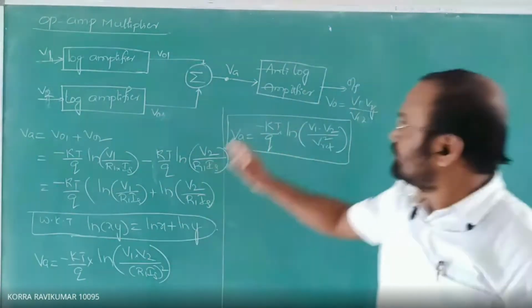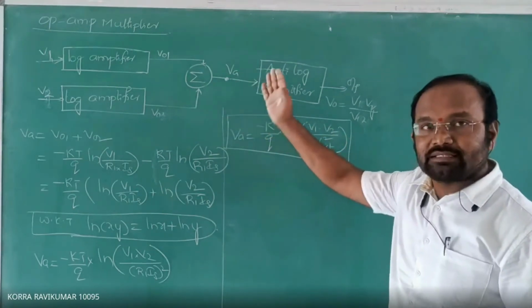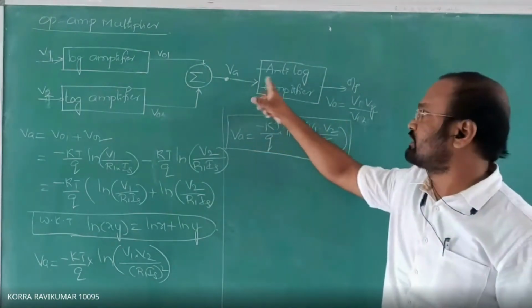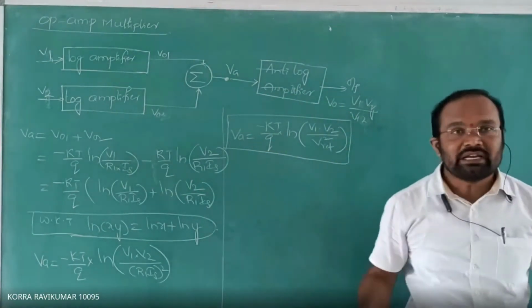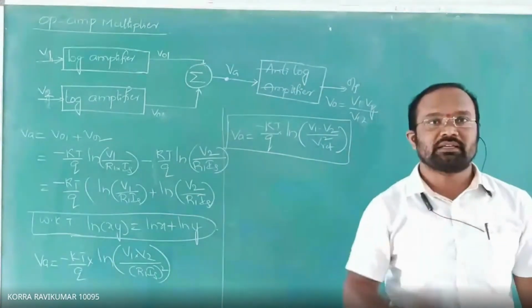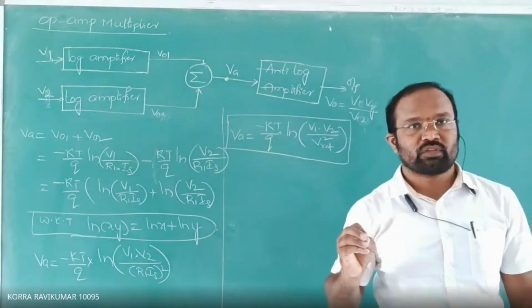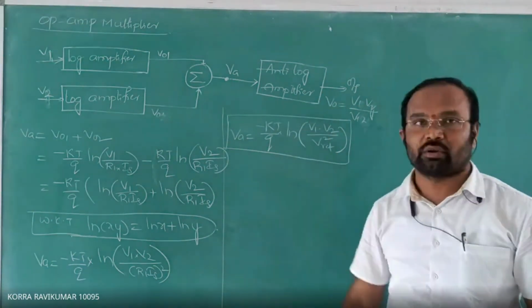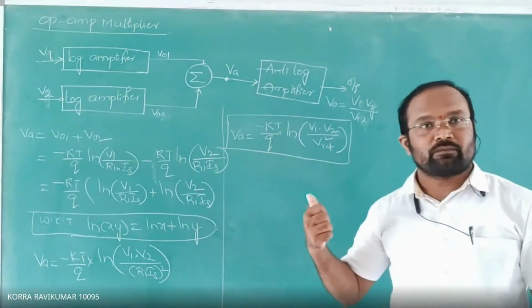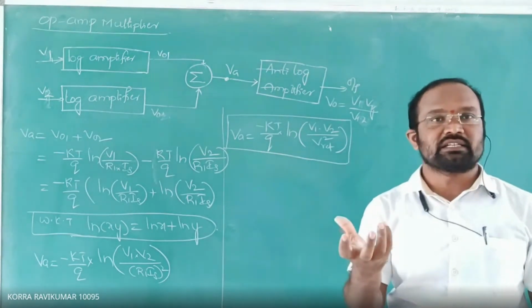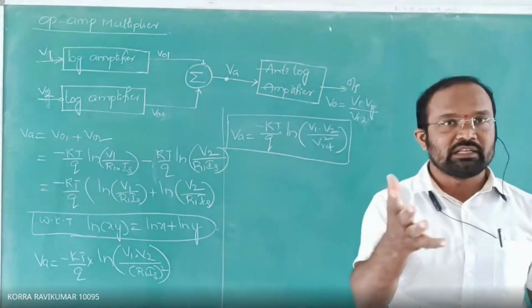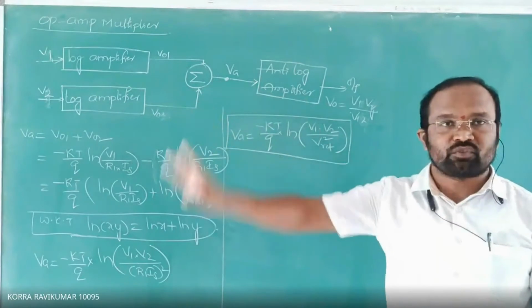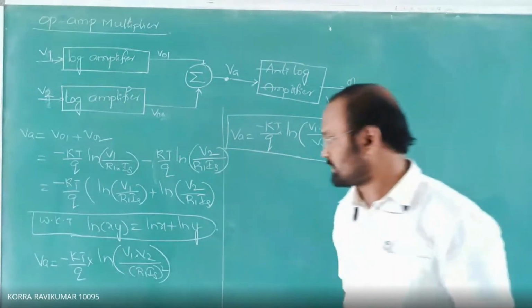This VA, which we are applying as input to the anti-log amplifier. Anti-log amplifier is also called an exponential amplifier. Let us see how the internal circuit of the anti-log amplifier will be. Let us analyze the internal circuit of the anti-log amplifier, and finally we have to produce the output as V0 equals the multiplication of input voltages. Okay, so let's do it.